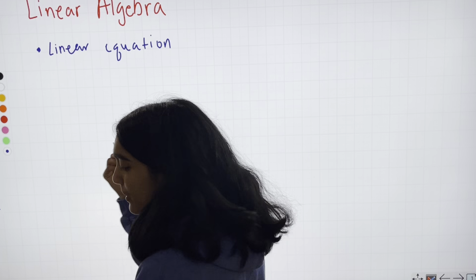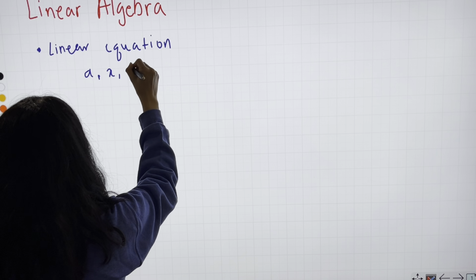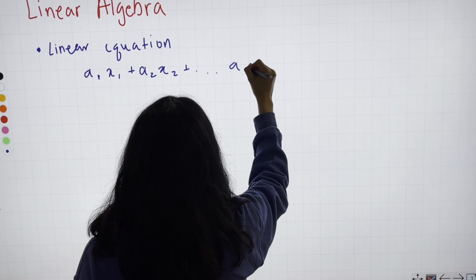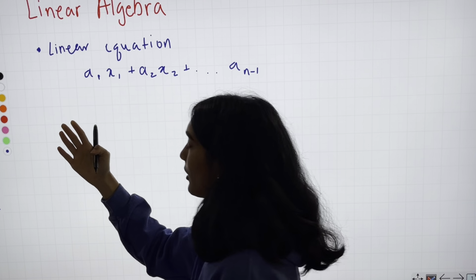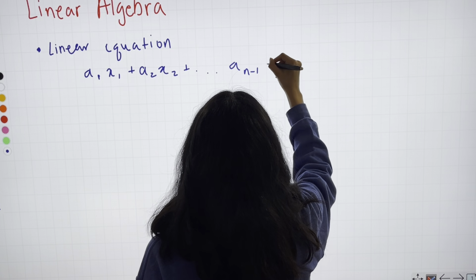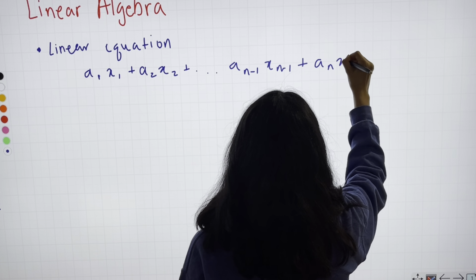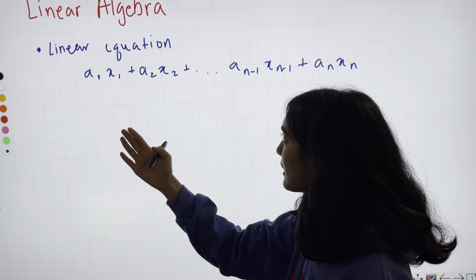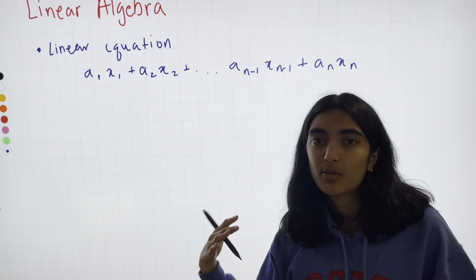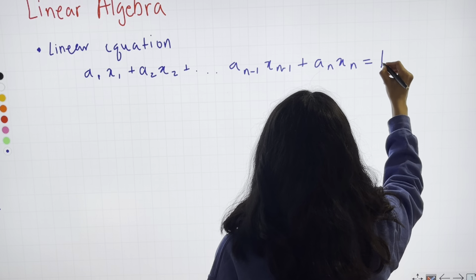Okay, so a linear equation: a1 x1 plus a2 x2 plus, and so on, up to a n minus 1 x n minus 1 plus a n x n, assuming that there are n terms in this equation. Okay, so these are our n terms. So this is just an expression. If we wanted to make this an equation, we would set it equal to a constant, and let's just set it equal to b.